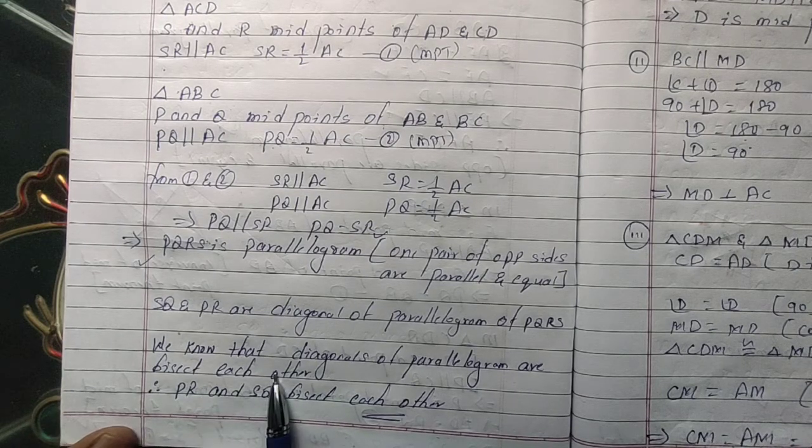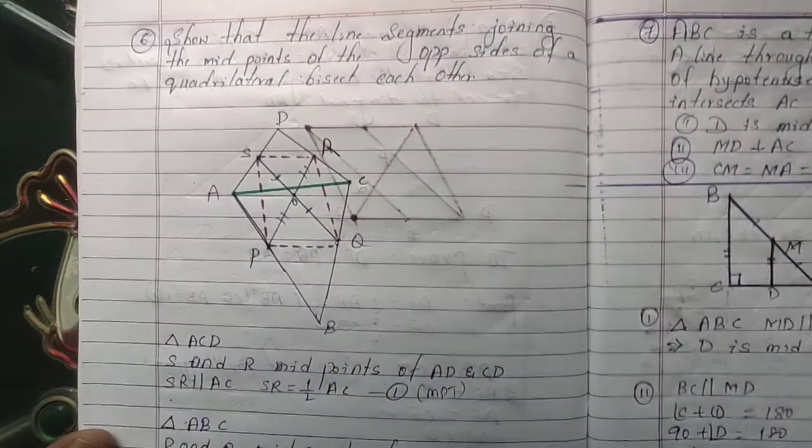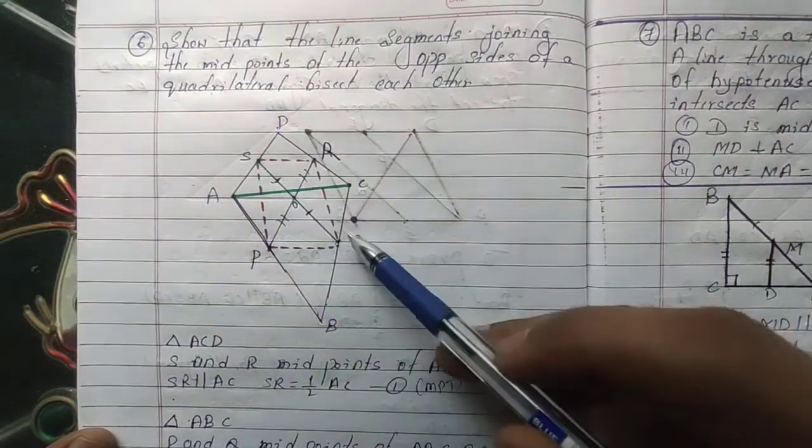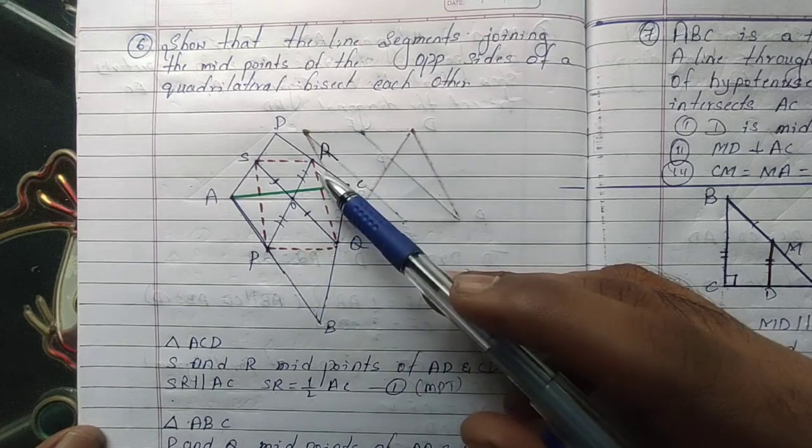Therefore, PR and QS bisect each other. PR, QS bisect each other. This is what I need to prove.